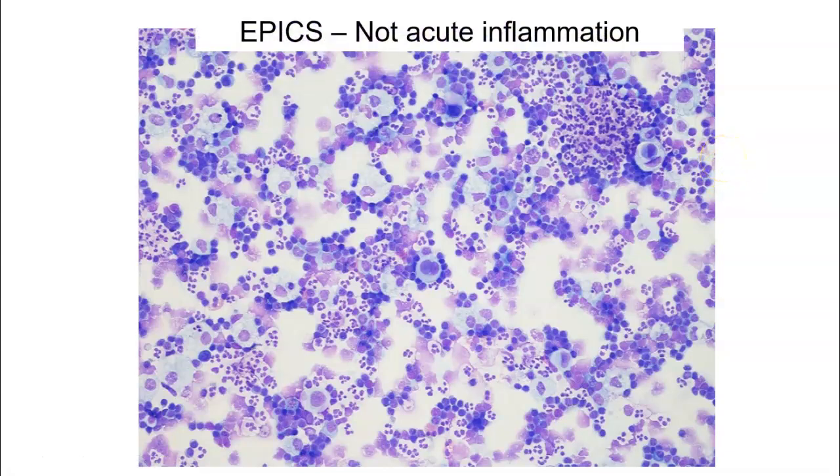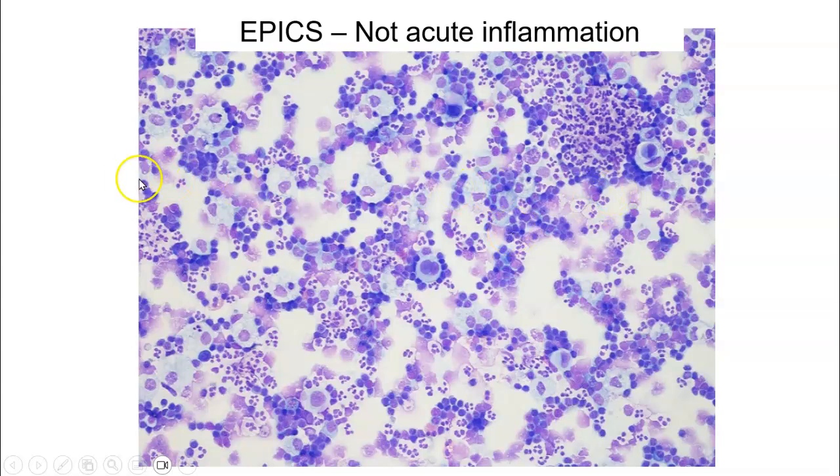When you process fluids to reduce the amount of blood, sometimes the accompanying leukocytes from the blood, neutrophils, this is not reflective of acute inflammation. It was in the blood. It's just that they get concentrated because the red blood cells are removed. So something to be aware of.